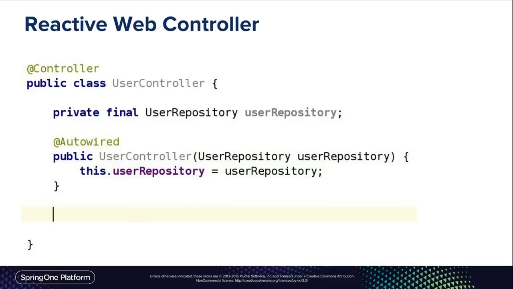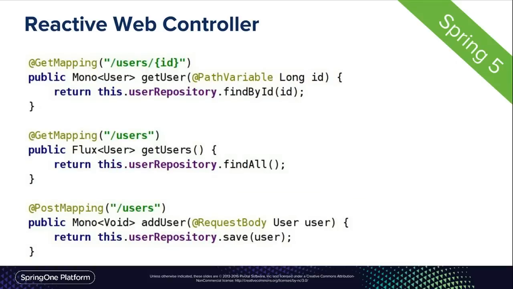So we'll take a look at some examples here. First, this is a reactive web controller. So now we can take that user repository that we transformed to be non-blocking. Now the next step is we want to put that into a reactive web controller. And then, well, this is step number one, right? So then we have to actually write some methods.